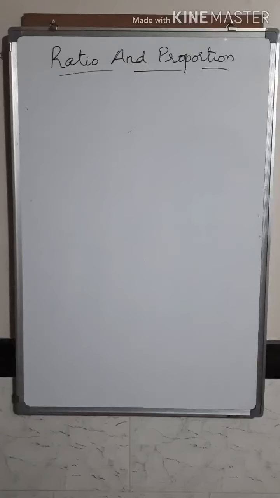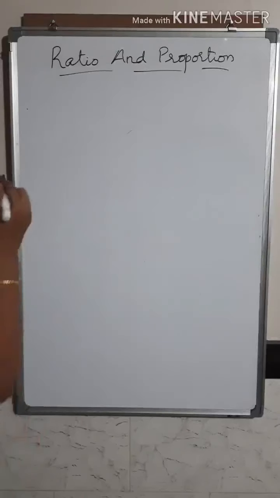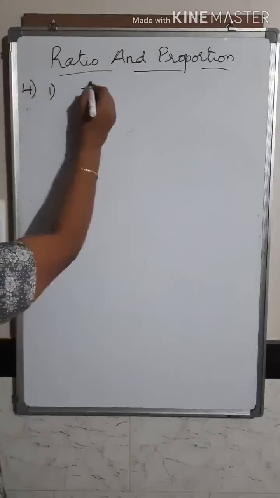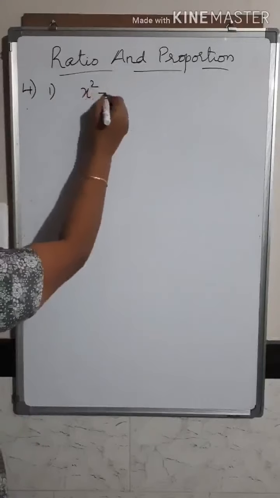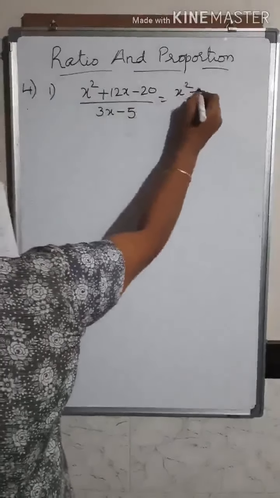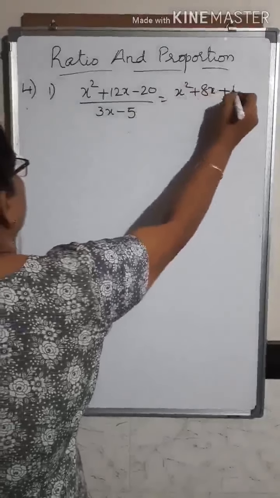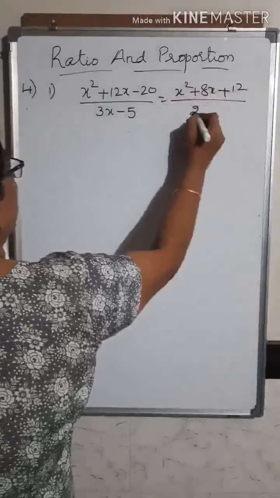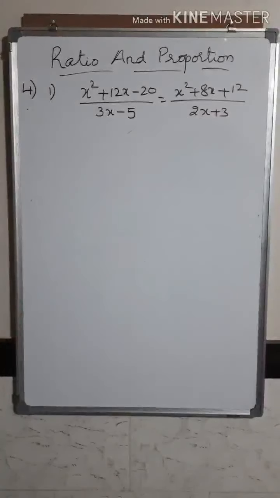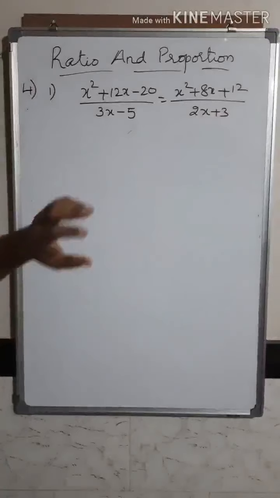But when you're finding out the value of x, you have to use the property that you have learned, and then you have to do the simplification. So now here, the first problem you have got, 4th, the first one: (x square plus 12x minus 20) upon (3x minus 5) is equal to (x square plus 8x plus 12) upon (2x plus 3).